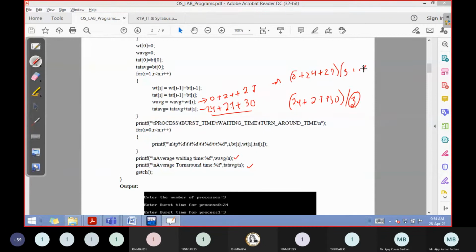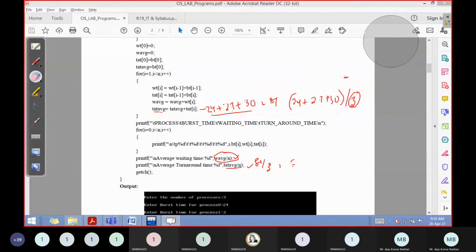So whatever value we got, about 17 milliseconds, something like that. So here I'm doing waiting average by n, the number of processes, by 3. For the turnaround time average by n, the turnaround time total is 24 plus 27 plus 30, which is 81, so I'm doing 81 by 3 and I'll get the value, whatever it is. So this is the way this logic has been written.